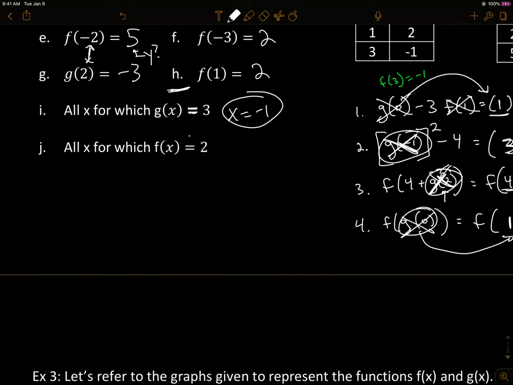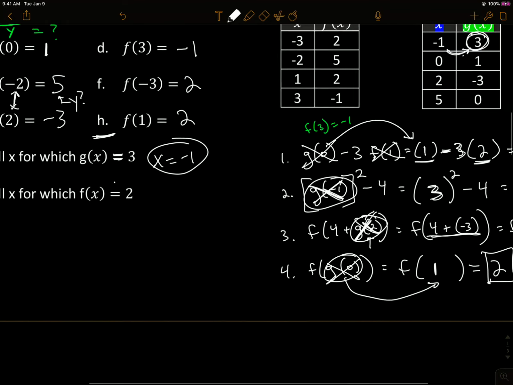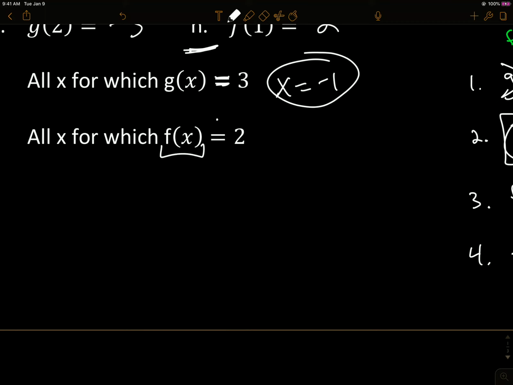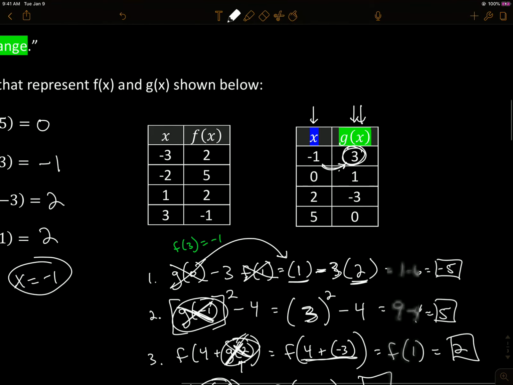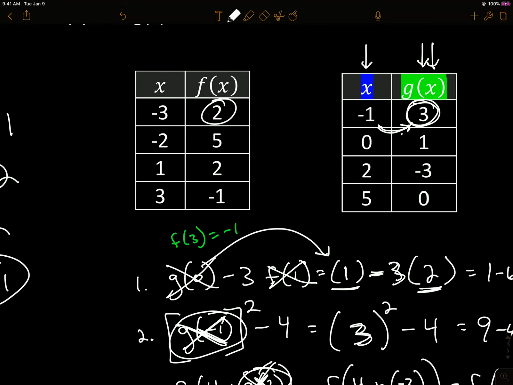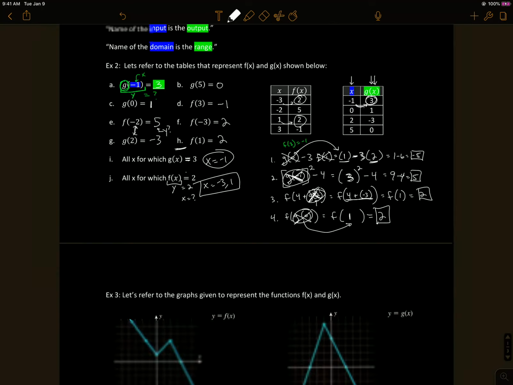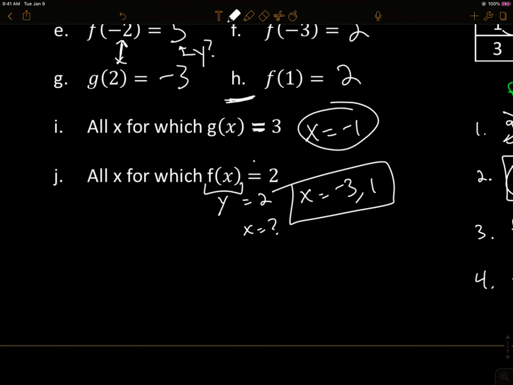Now we're going to look for all x for which f of x equals 2. So again, f of x is the y. So we're saying, if y is 2, what is the x value that causes that to happen? If I look at my f of x table, I notice y of 2 happens twice. So it's okay to get 2 answers when you're going backwards. So x equals negative 3 and 1. That's where the y value equals 2. So that's how you do these guys.